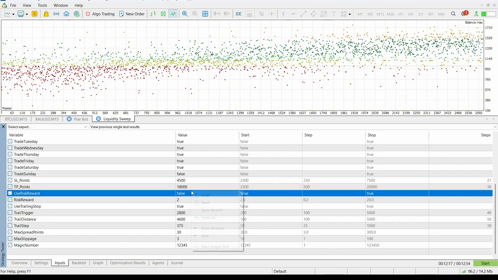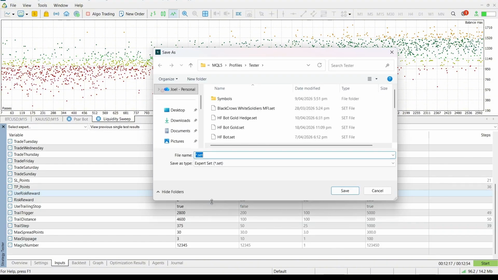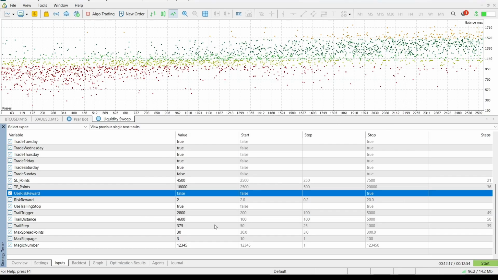Then you can right click and save these settings, and then you can use them on your EA when you put it on a chart. You can run them on demo for a while and see if they're actually working, and then put it on a live account if they've worked well on demo.